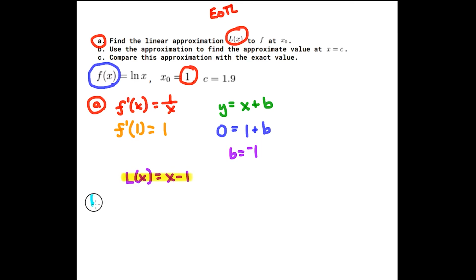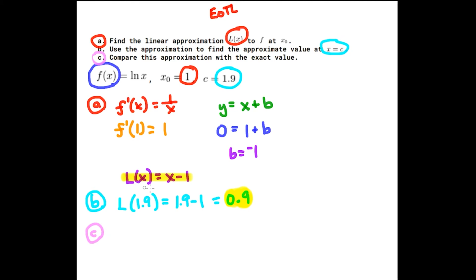So that's part A. Part B, it says use this approximation to find the approximate value at x equals c. Here's x equals c right here. So what we need to do now is to find this value, we need to just put 1.9 in the L of x equation. So it's 1.9 minus 1, which is equal to 0.9. And we have our approximation right there, to be 0.9.